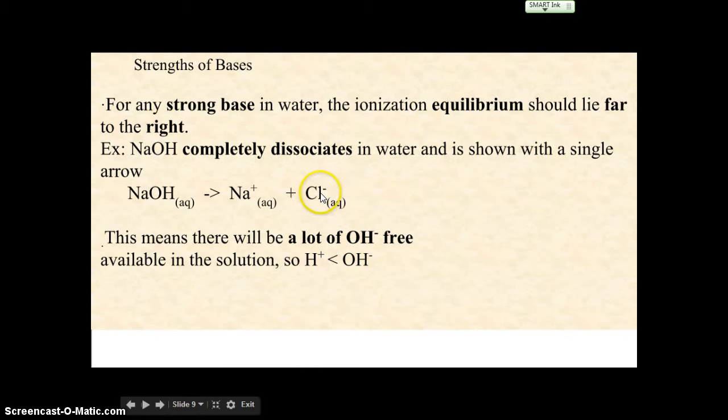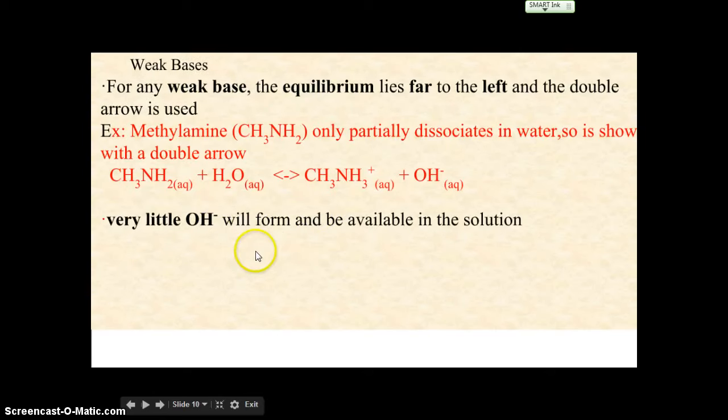And I see I have a slight mistake here. The Cl minus here should be OH minus. That makes a big difference because that means there'll be a lot of OH minus free and available in the solution and very little H plus in comparison. So again, this should be OH minus right here.